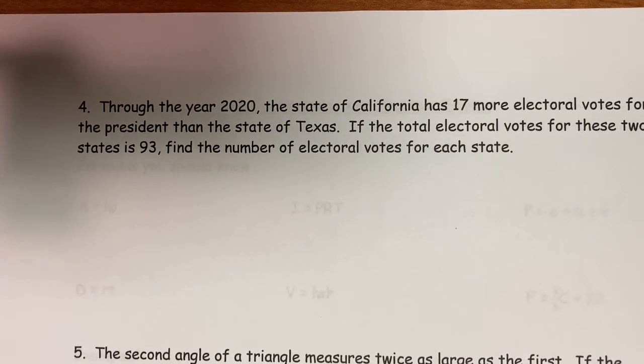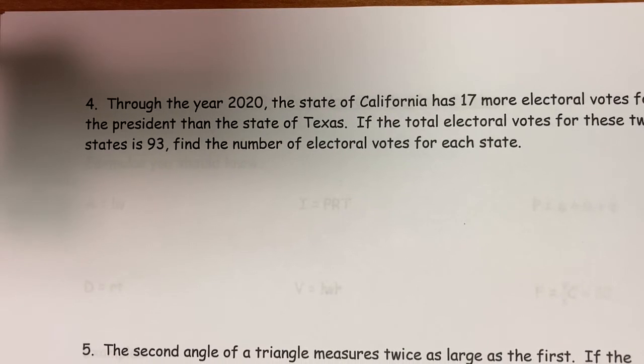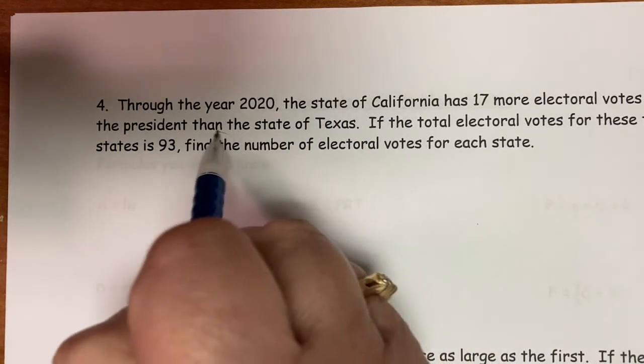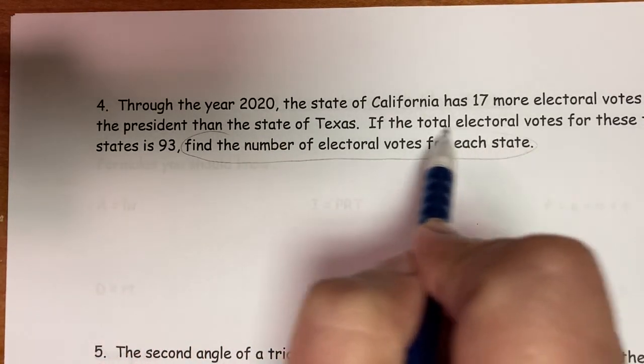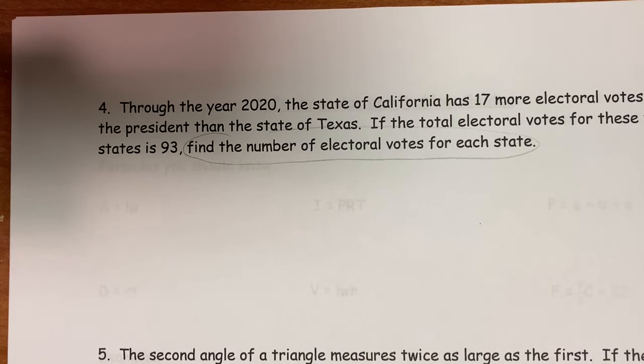So let's read number 4 all the way through. Through the year 2020, the state of California has 17 more electoral votes for the president than the state of Texas. If the total electoral votes for these 2 states is 93, find the number of electoral votes for each state. So this isn't really a draw-a-picture problem, but we do want to find the number of electoral votes for each state. So we're talking about the 2 states.